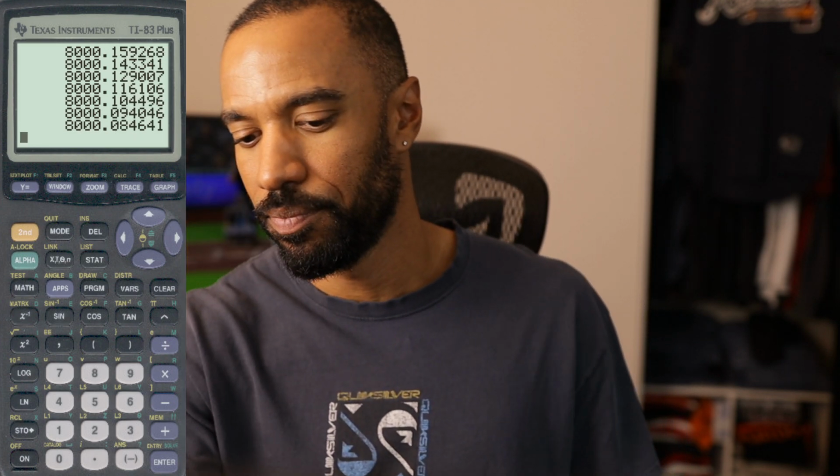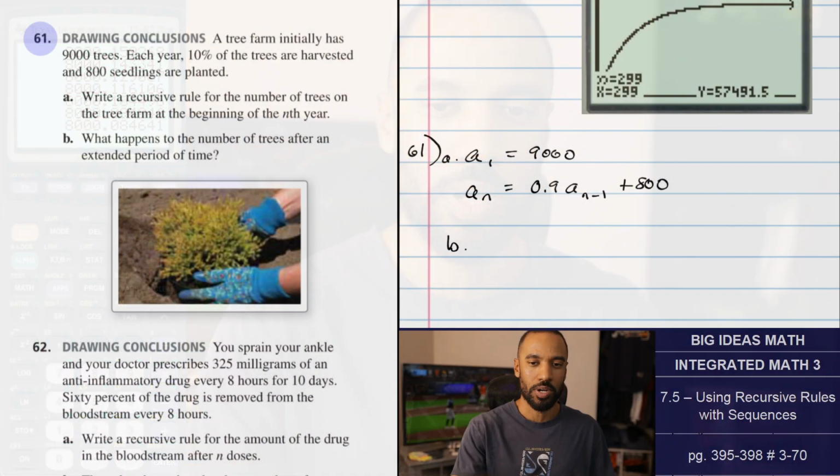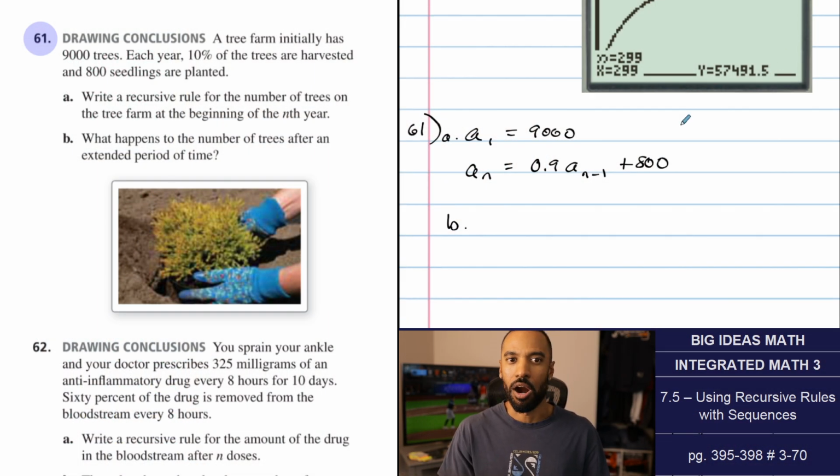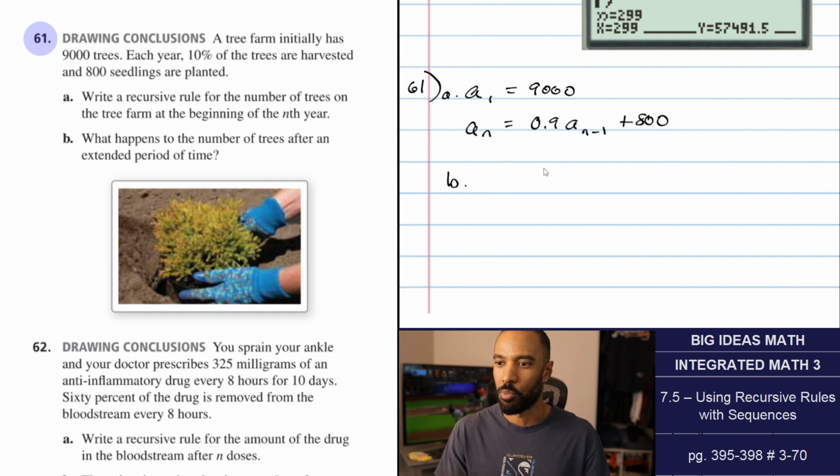Wouldn't you say? Does it go smaller? Yeah, it's going toward 8,000 there. So over time, we're going to have about 8,000 trees in our tree farm. So over time, we'll have about 8,000 trees.